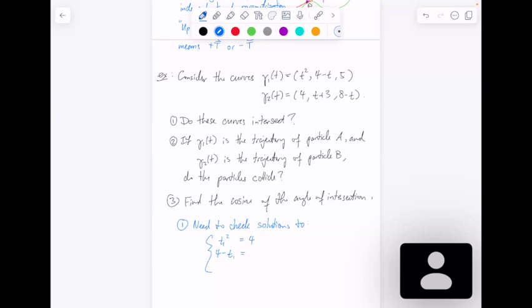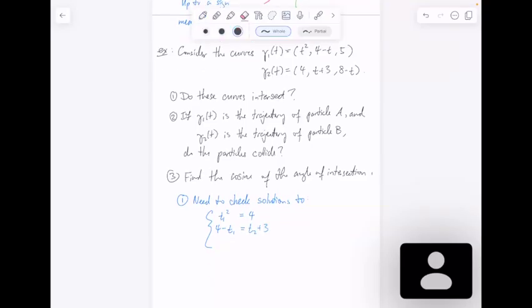Then they don't have to necessarily arrive at the same point at the same time. That would be a collision of particles. But they must arrive at the same point at some time. So you want 4 minus t1 to be equal to t2 plus 3. And then you want 5 to be equal to 8 minus t2. Okay, so what does this first equation tell you? This tells you t1 must be equal to plus or minus 2. Now take a look at this last equation. This last equation tells you t2 must be equal to 3.